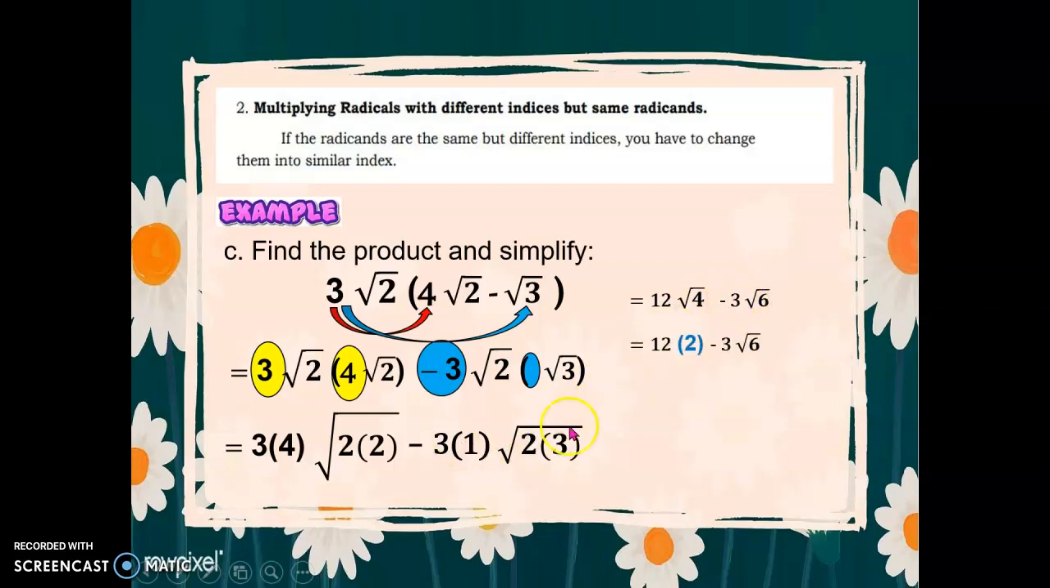Okay? So, 4 is a perfect square, extract natin, kaya naging 2. Ito wala din, so rewrite it. 2 times 12 is 24, minus 3 square root of 6. Paalala, 24 is different from negative 3. Bakit? Dahil si negative 3 ay part po ni square root of 6. So, hindi po natin siya pwedeng pakialaman. So, therefore, that is already the answer.